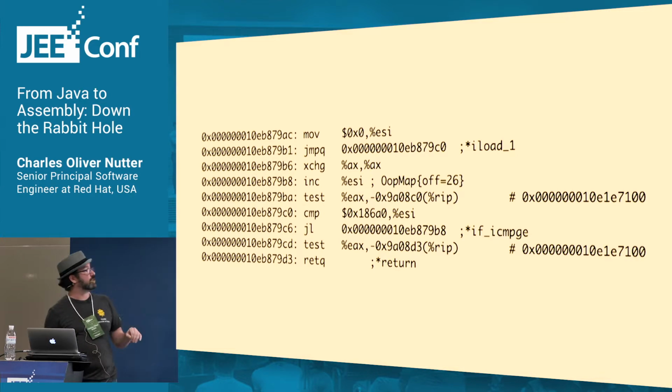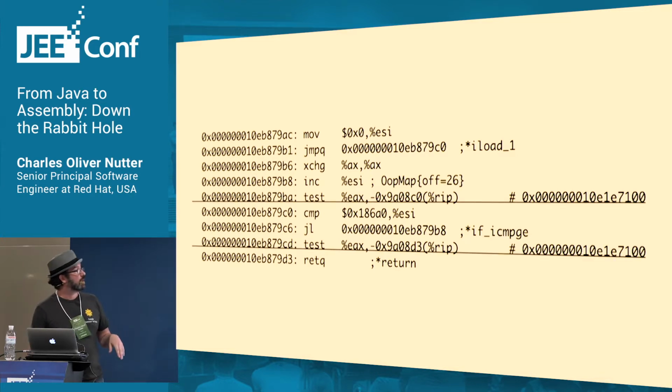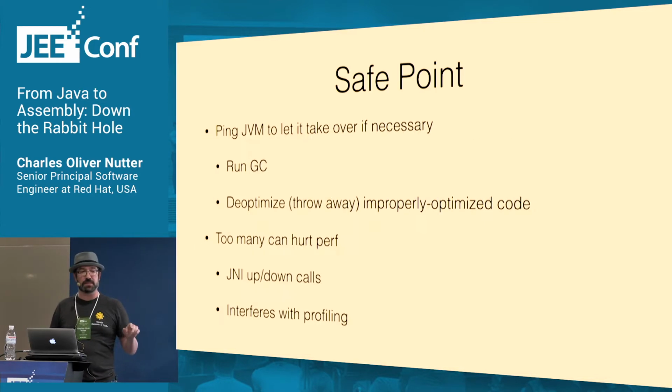Now we have these 2 test instructions that look unusual. These are what's called in the JVM a safe point. At this point, the executing code asks the JVM, do I need to run garbage collection now? Should I deoptimize this code? Is there something else that needs to be done? Basically pinging the JVM every once in a while to see if something should change, if the universe is not what it was before. Now, too many of these in your code can certainly hurt performance.